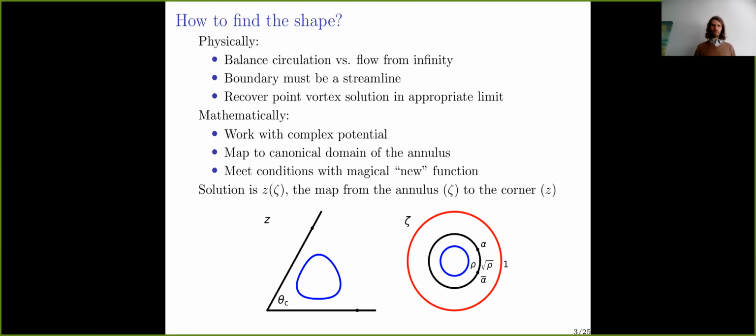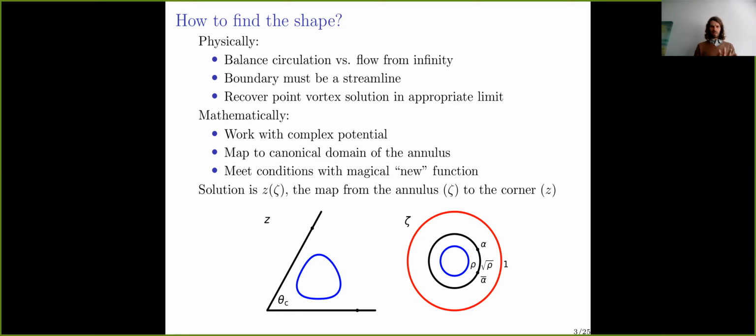So mathematically, we're going to work with the complex potential. We're going to map the problem to a simpler domain. The canonical domain here is going to be the annulus. We're going to meet conditions with some sort of magical new function that we just heard about in the last talk. And the solution is going to be z as a function of zeta. So it's just going to be the map from the annulus, the simpler domain, to the physical domain z.